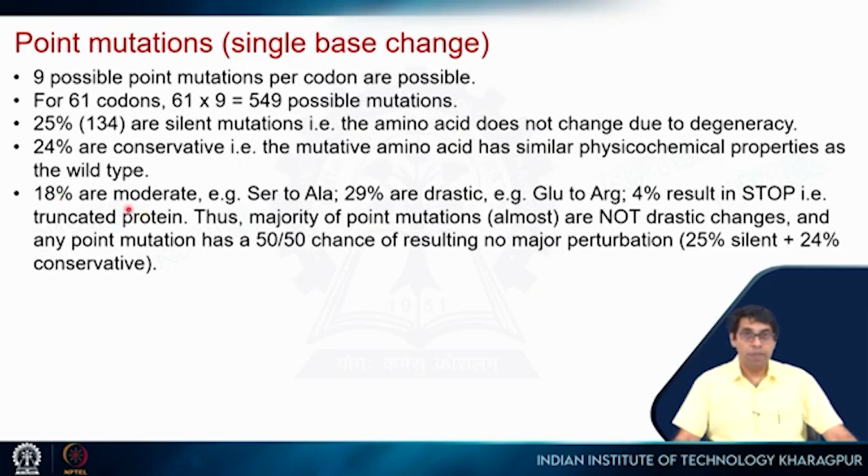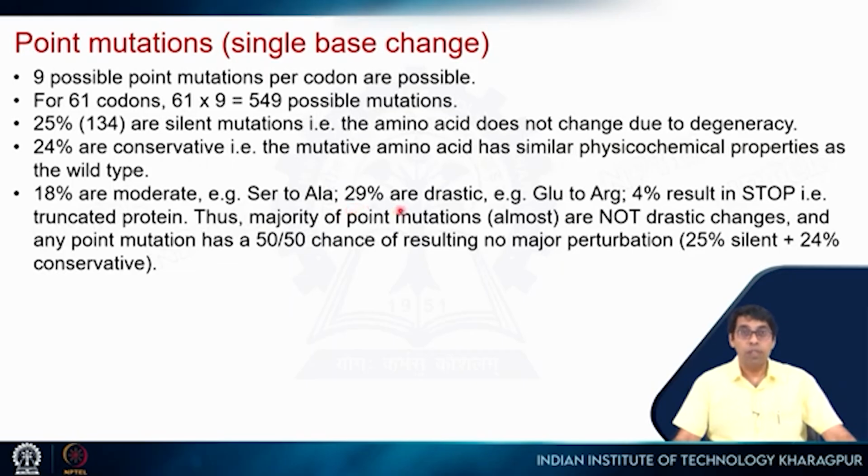18% are moderate. So moderate means, for example, serine to alanine. Okay. So this serine side chain OH is polar. It can form a hydrogen bond, which will be absent in the case of alanine, but again both are small side chains. So this should not be a very big problem.